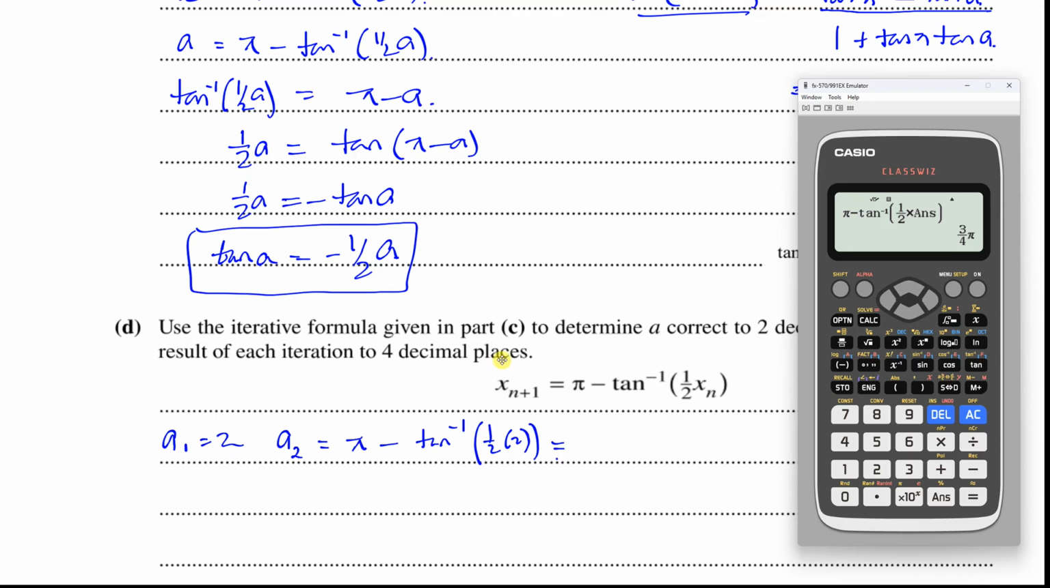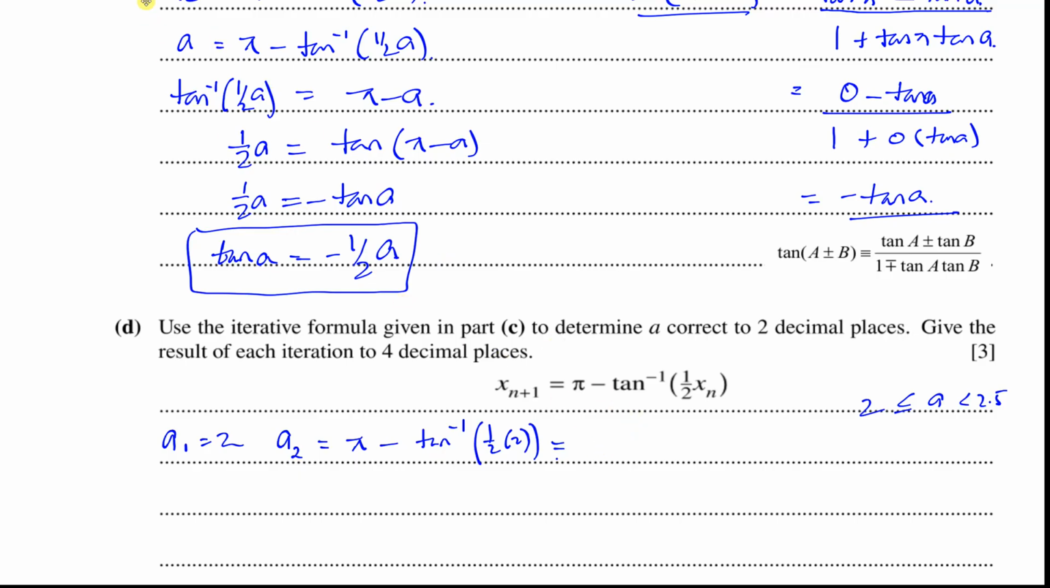But they want each iteration to 4 decimal places. So I'm going to write this to 4 decimal places. I'll press SD. That's 2.3562. Each iteration to 4 decimal places, and my final answer to 2 decimal places. So now my A2 value is 2.3562. Therefore, my A3 value is going to be pi minus the inverse tan of a half times my A2 value. I'm not going to write it down, but it's basically this value over here.